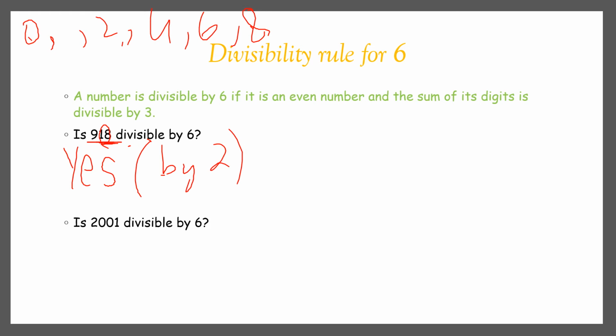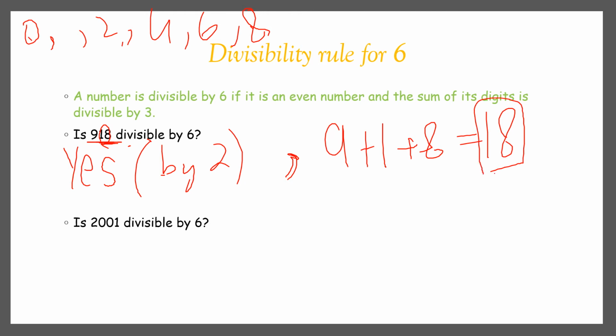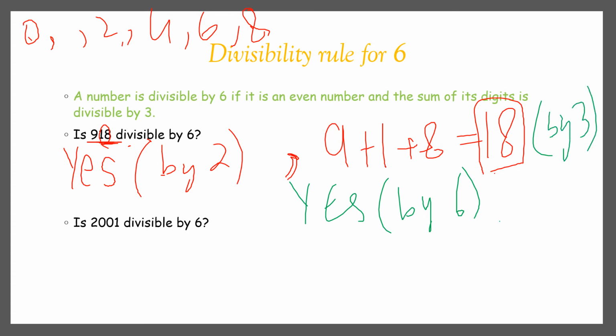Now let's check for 3. For 3 we will have to add the digits first. 9 plus 1 plus 8 is 18. So yes, 18 is divisible by 3. It means that this number is divisible by 6. So to check the divisibility of 6, we check the divisibility of 2 and 3. For 2, we check whether that number is even or not, and for 3, we take the sum of all the digits.